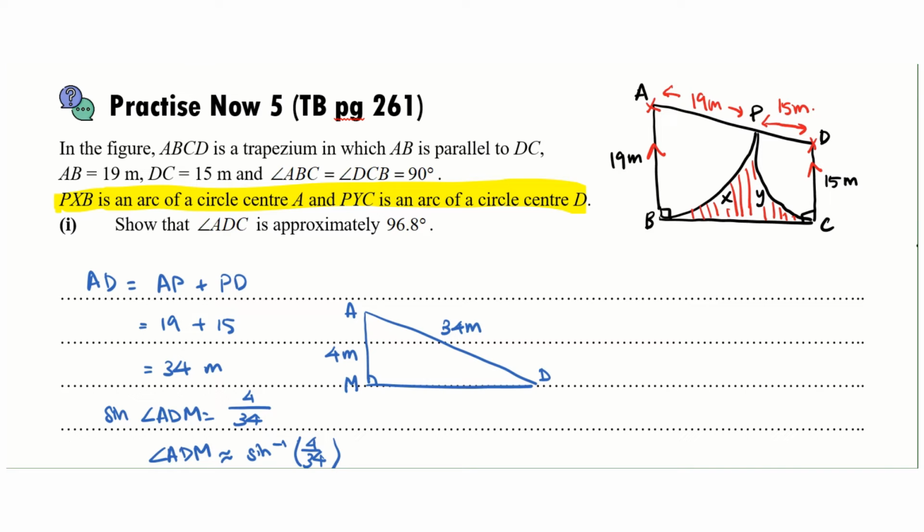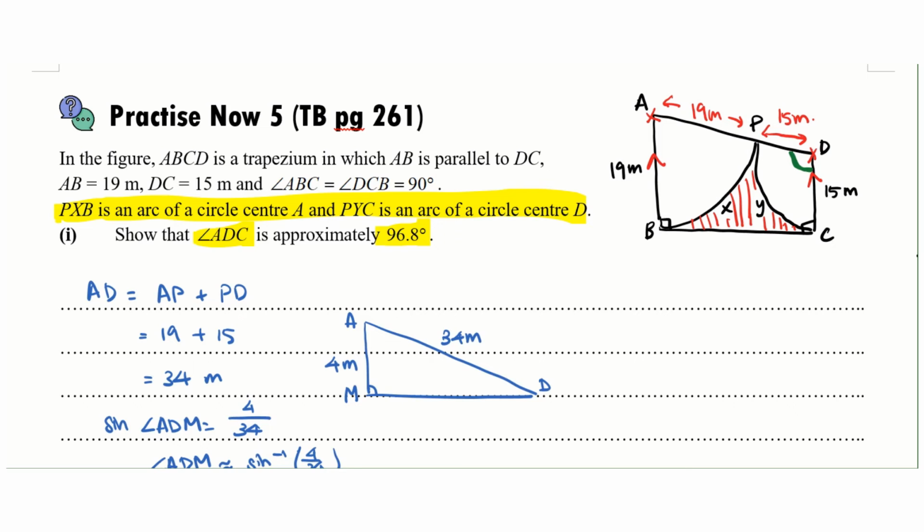So now that we understand this, in part I, we want to show that angle ADC is approximately 96.8 degrees. Angle ADC is actually this entire angle here, that I'm coloring in green. Now that we see that we have angle ADC in this way, how should we go about finding this angle? It is not very easy to find this.